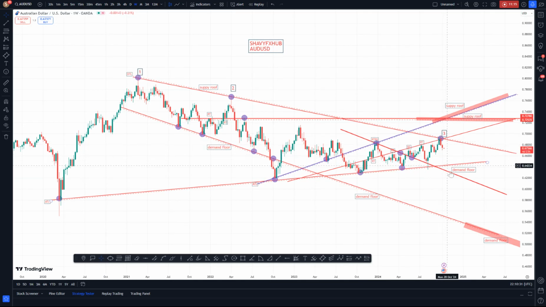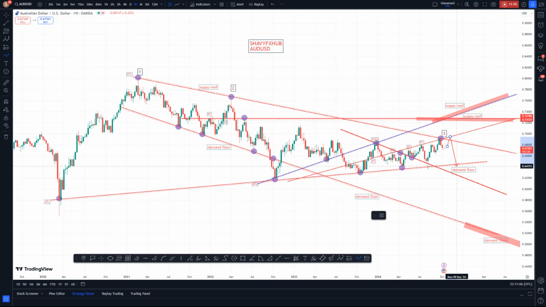We have a temporary demand floor. I believe if DXY continues its uptrend into the close of the year, price will continue to drop until we get to this level. The probability is very high that AUD USD might be facing some backlash, and this might not be looking good if we continue to drop at this level.